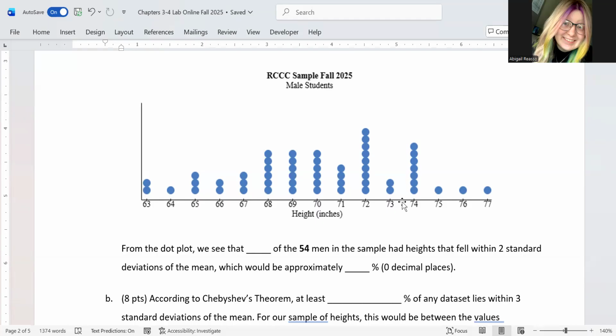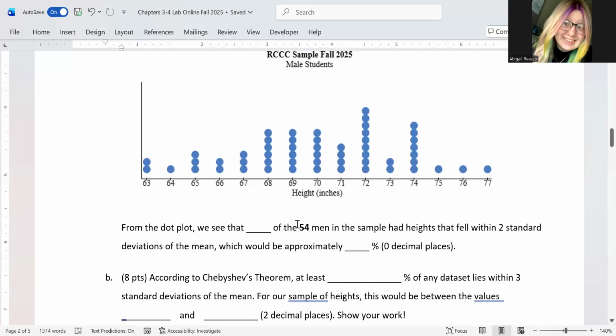Anything outside of those 2 ticks would not be in that percentage. So from this dot plot, from our sample, we can see that some count, you're going to count your dots of the 54, your number might be different in that sample, had the heights that fell within the 2 standard deviations. And then you'll calculate that percentage there.